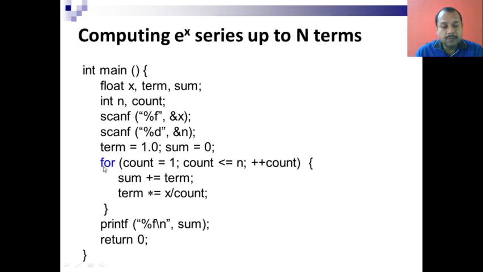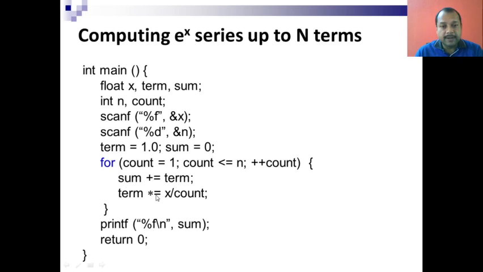Now, for count equals 1, since I know for how many steps I have to iterate, and that is the same as the number of terms, count less than or equal to n, count plus plus, sum plus equals term. As of now you are familiar with this kind of utilization. This sum plus equals term is a short form of sum equals sum plus term. So you can write either sum equals sum plus term, or sum plus equals term.